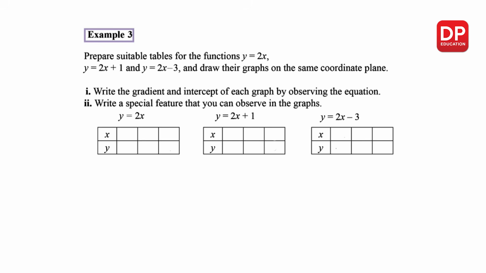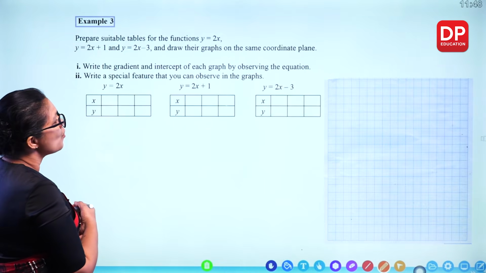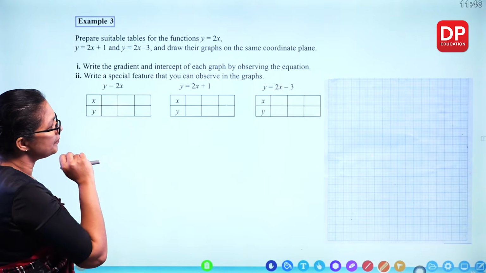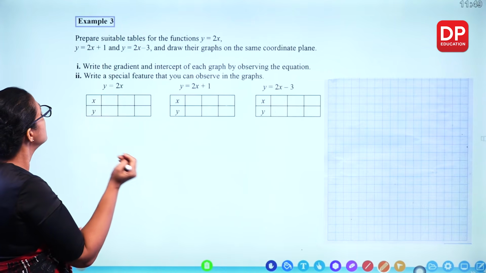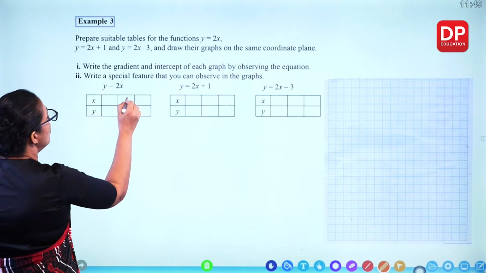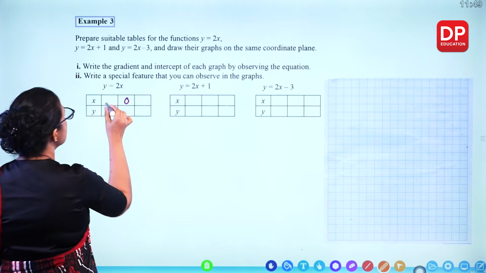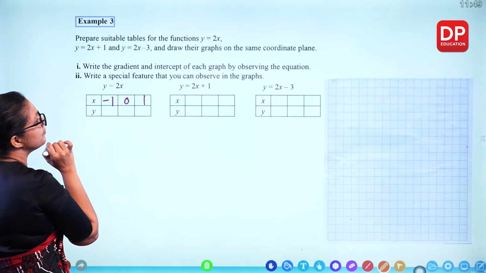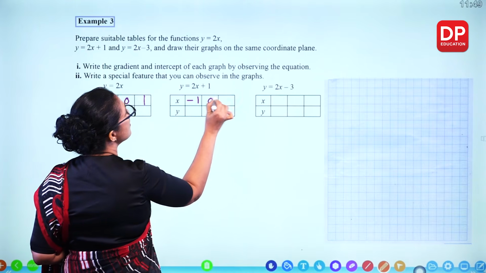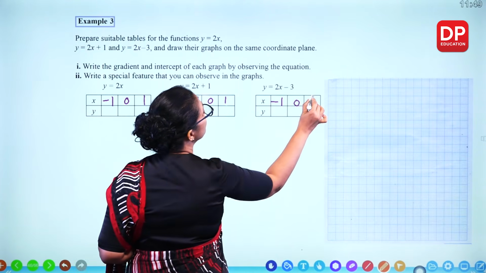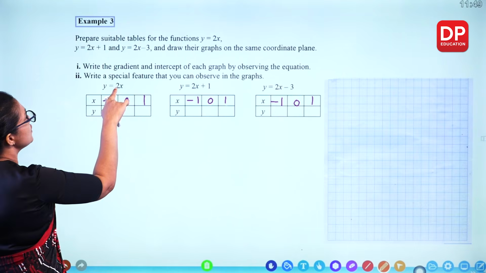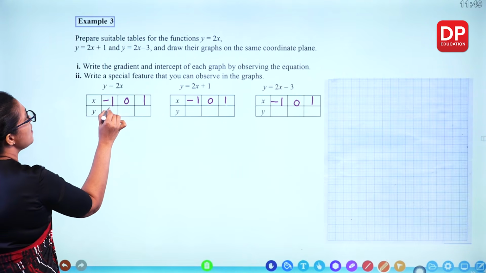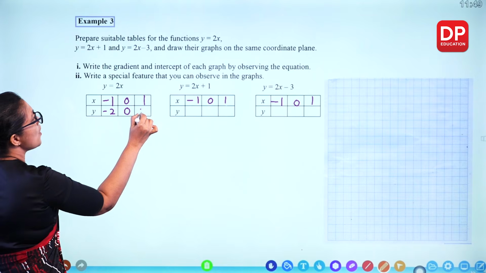Example number 3. Prepare suitable tables for the functions y equals 2x, 2x plus 1 and 2x minus 3 and draw their graphs on the same coordinate plane. So we'll take just 3 values. I'll take 0 and -1 and +1. Now find out the y values. Multiply by 2. 2 times -1, -2. 2 times 0, 0. 2 times 1, 2.